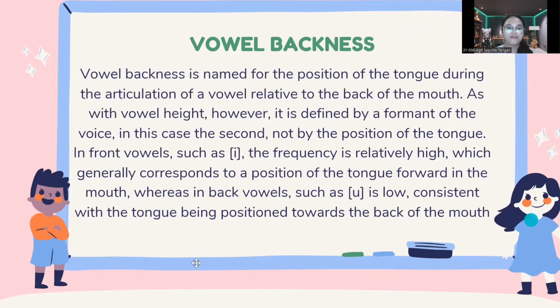Next one is vowel backness. Vowel backness is named for the position of the tongue during the articulation of a vowel relative to the back of the mouth. As with vowel height, however, it is defined by a formant of the voice, in this case the second, not by the position of the tongue. In front vowels such as E, the frequency is relatively high, which generally corresponds to a position of the tongue forward in the mouth, whereas in back vowels such as U it is low, consistent with the tongue being positioned towards the back of the mouth.